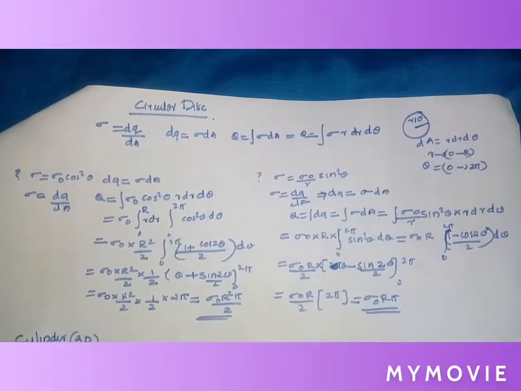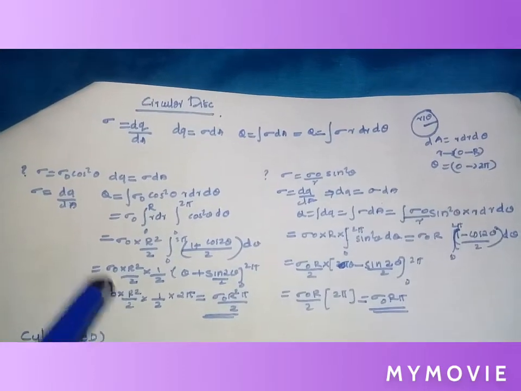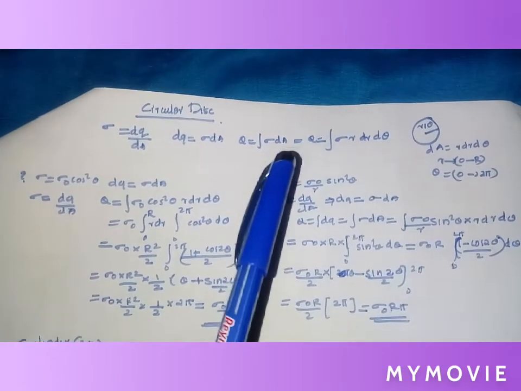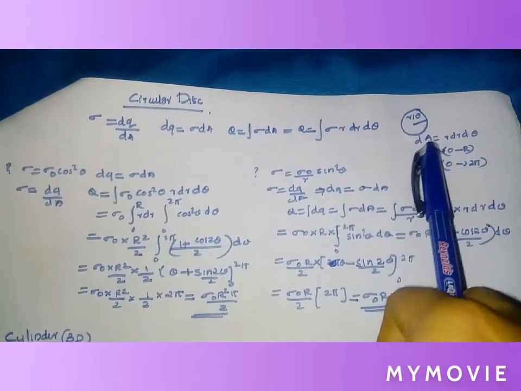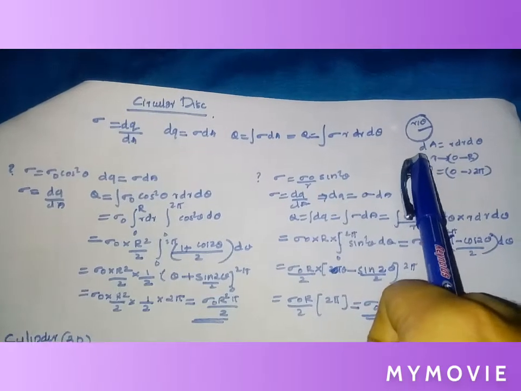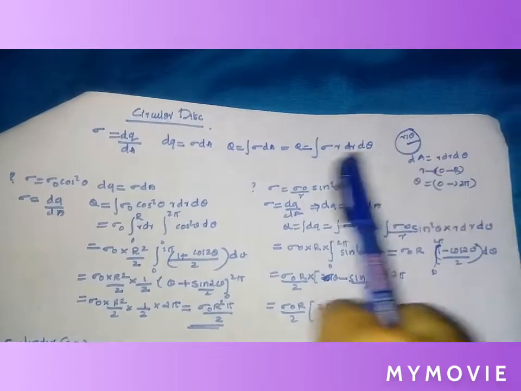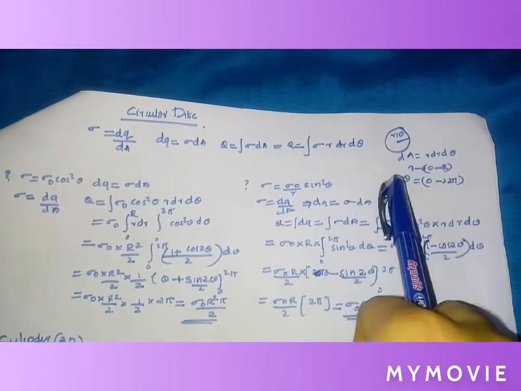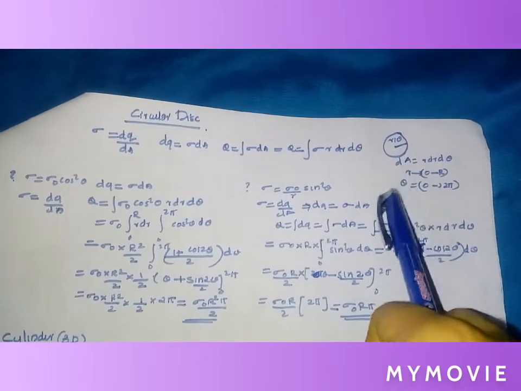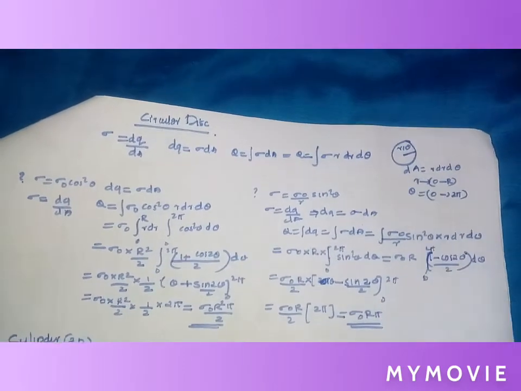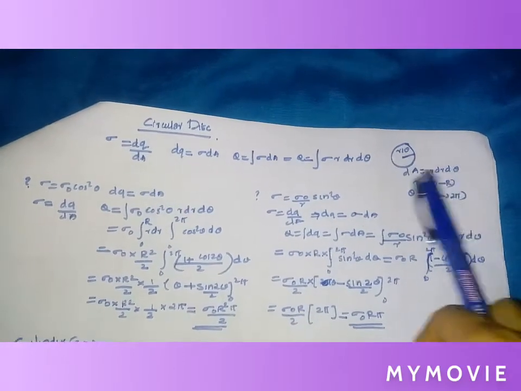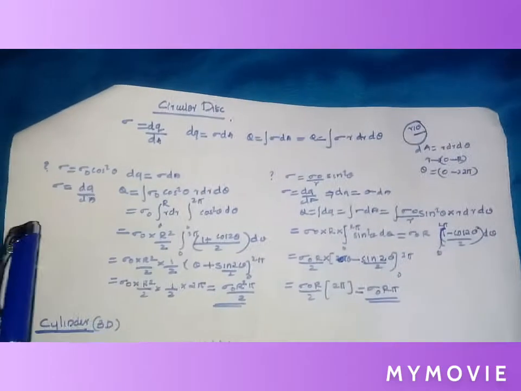next we are going to two dimensional, that is the circular disc. Surface charge density is dq by dA, so dq is equal to sigma dA, that is integral sigma dA. We know that r and theta are varying here in the circular disc, so dA is equal to r dr d theta. Okay, so r varies from 0 to capital R, the radius of the circular disc, and theta varies from 0 to 2 pi. So we have to change dA into r dr d theta. That is the first step we have to do in this circular disc.